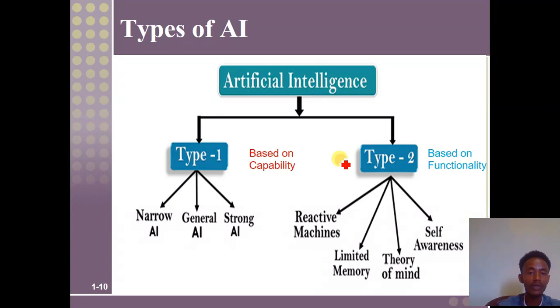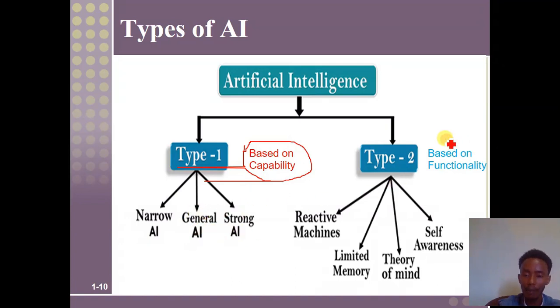Another one is about types of artificial intelligence. Basically, we have 2 types of artificial intelligence: based on capability and based on functionality. Based upon capability, we have 3 types, which we can call type 1. The first one is narrow artificial intelligence, or weak artificial intelligence. The second is general artificial intelligence. The third one is strong artificial intelligence.